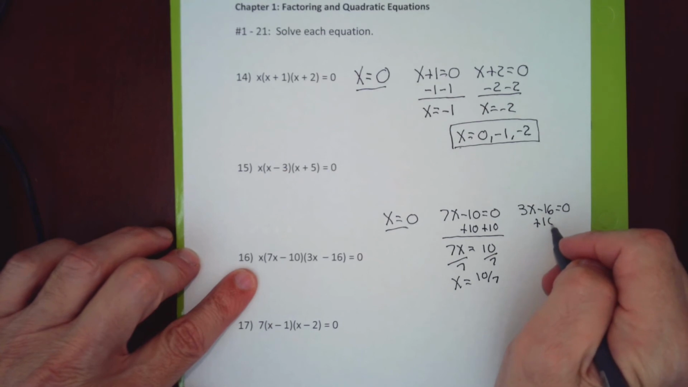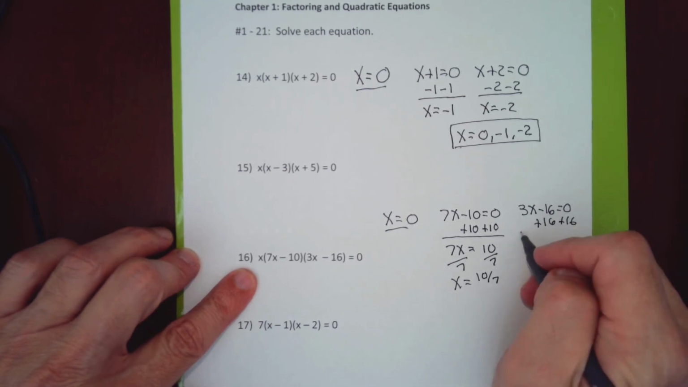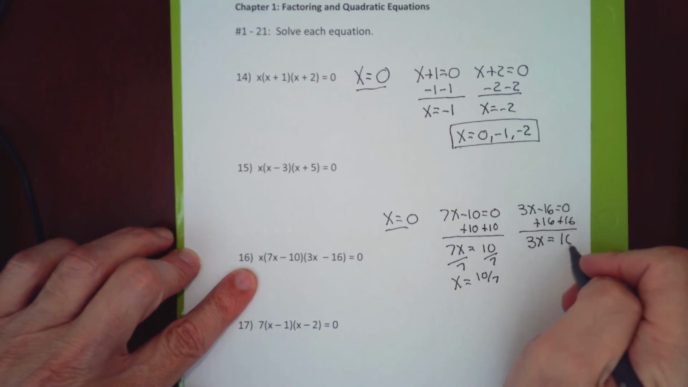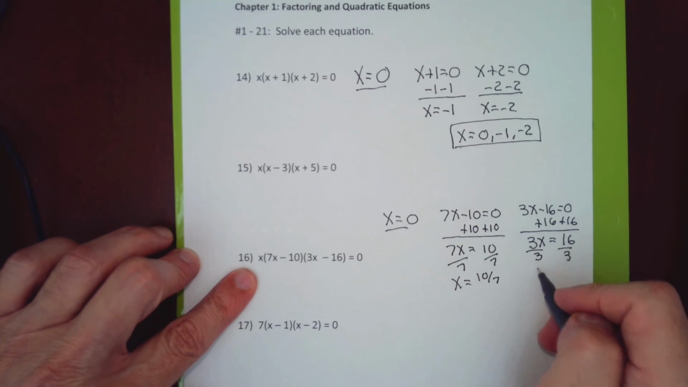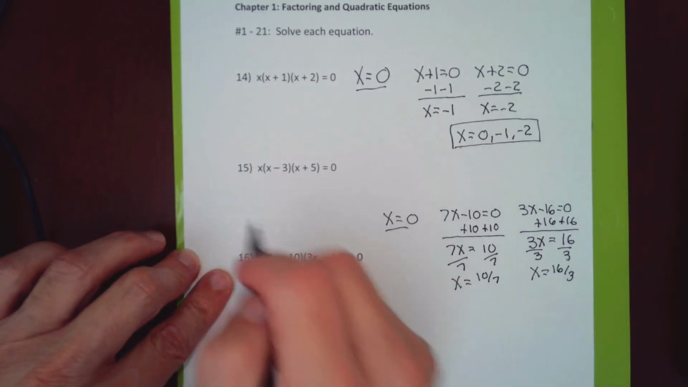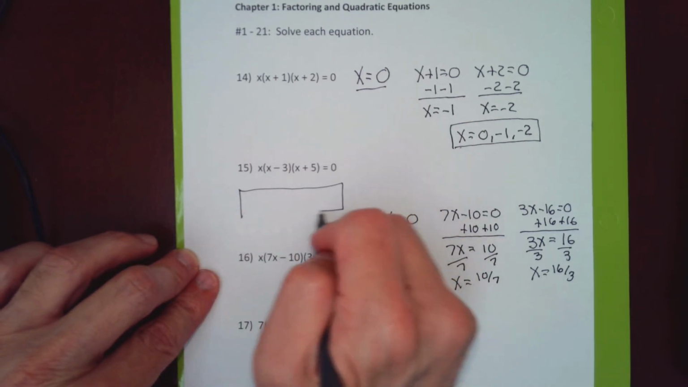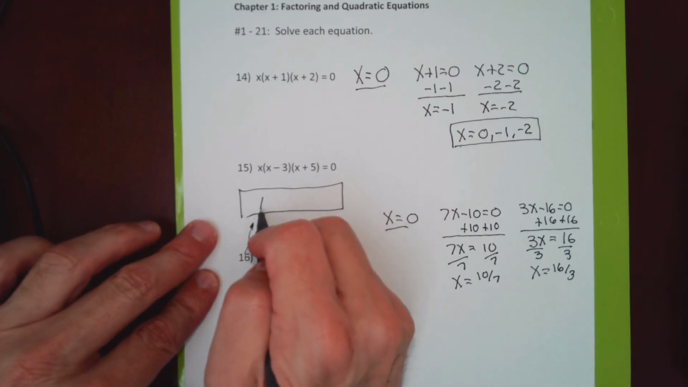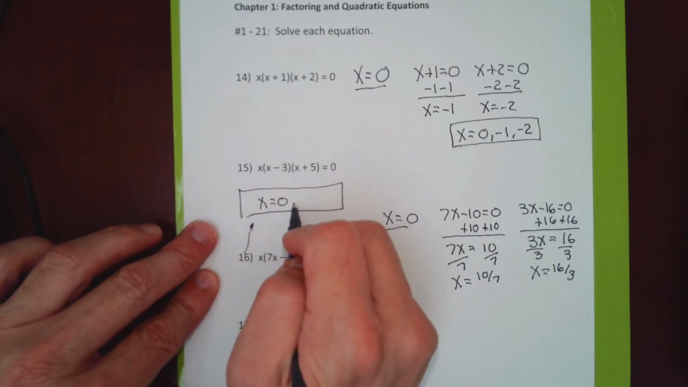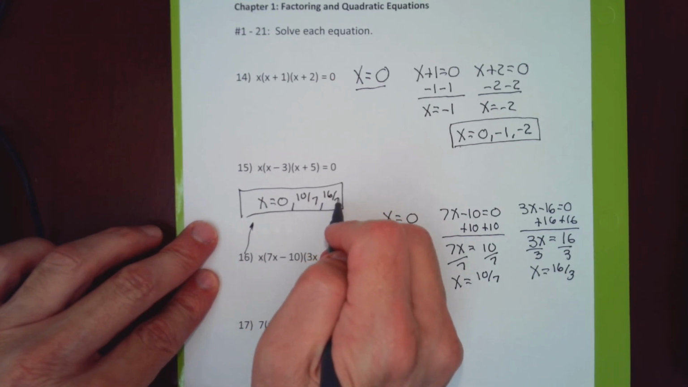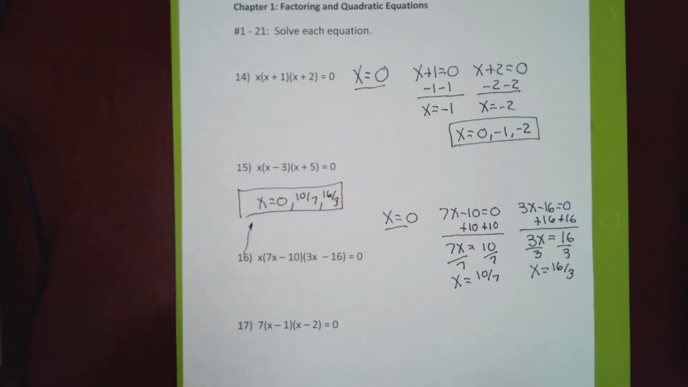And then plus 16 to get the 3x minus 16 going. Divide by 3, divide by 3. I prefer improper fractions as opposed to mixed fractions or decimals, so I'll leave them there. For my answer, I get 3 solutions to number 16. It's going to be x equal to 0, x equal to 10 over 7, and x equals 16 over 3. Those will all check.